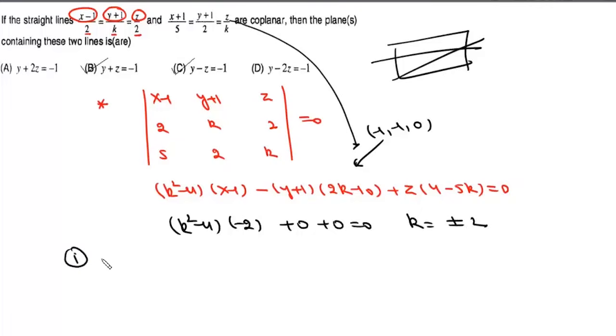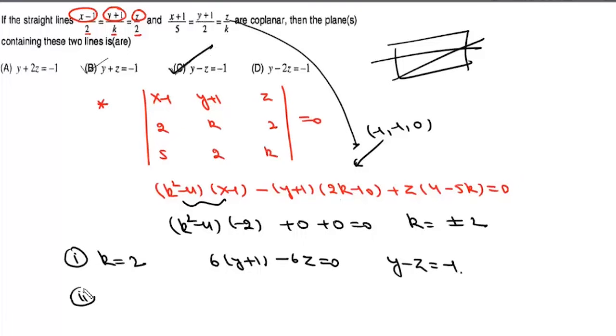Now if we take k as plus 2, now this is 0, and here will be 4 minus 10, minus 6, minus minus plus, so it will be 6 into y plus 1, and here will be 10 minus 4, minus 6z equals 0. So this equation will be y minus z equals minus 1, and that's your option C.